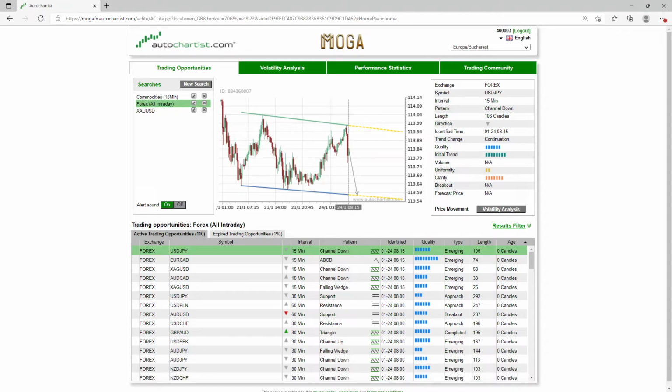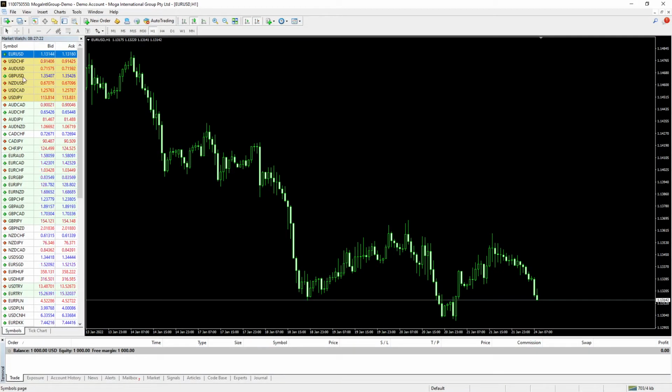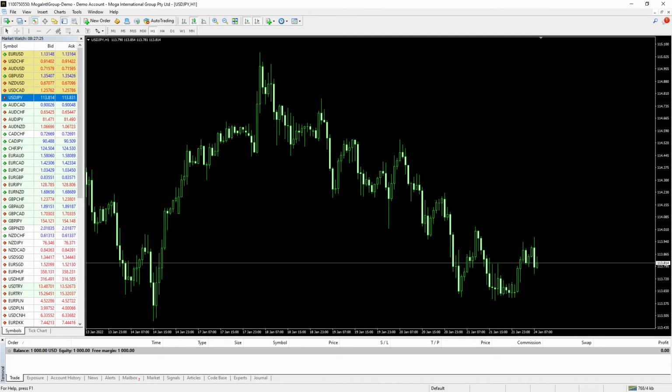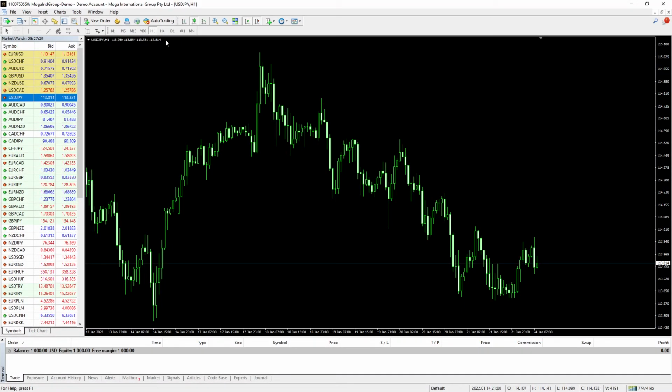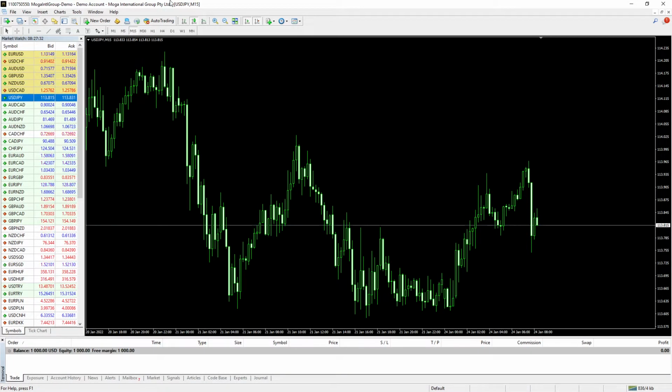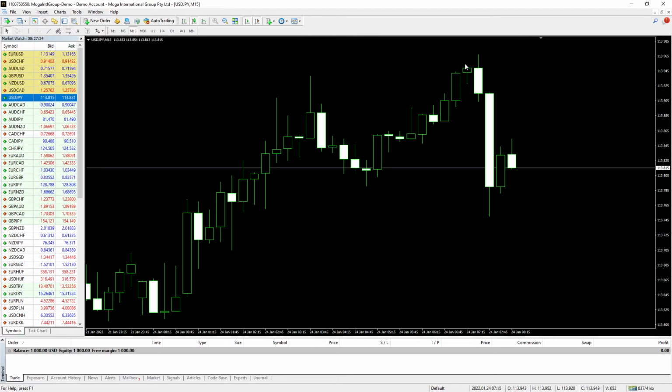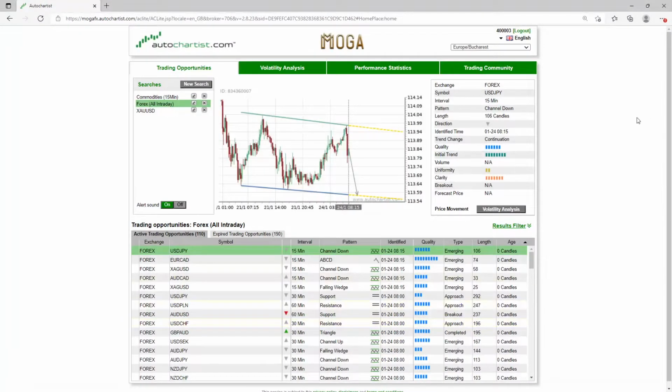MT4. Let me just go back to make sure I'm on the right pair, USD/JPY. Which time frame is this? M15, so let's put on the M15. Then let me zoom in, and let's say that this part here, where is my mouse, we see that that's an engulfing. There's a second candle confirming. So for this moment let's pretend that our strategy actually matches what we're seeing here on the AutoChartist. So we're going to enter on the sell like they have it here.